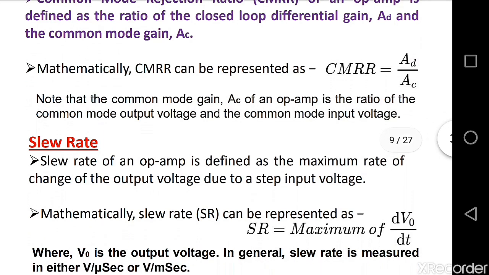Here note that the common mode gain AC of an op-amp is the ratio of the common mode output voltage and the common mode input voltage.